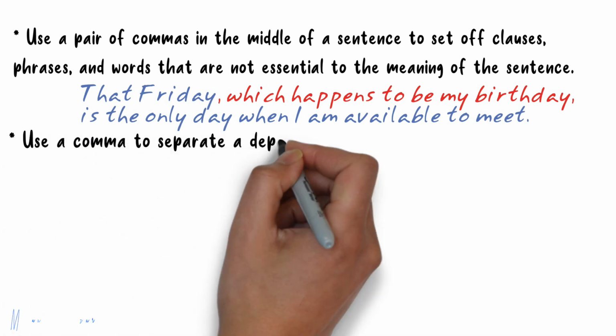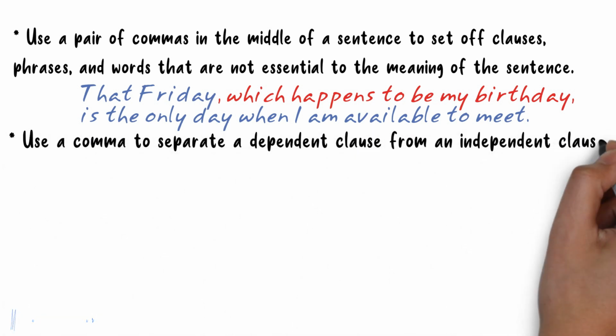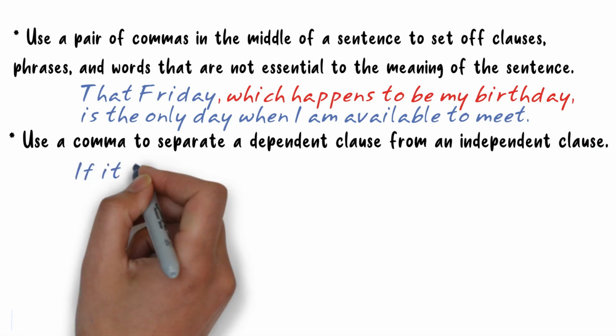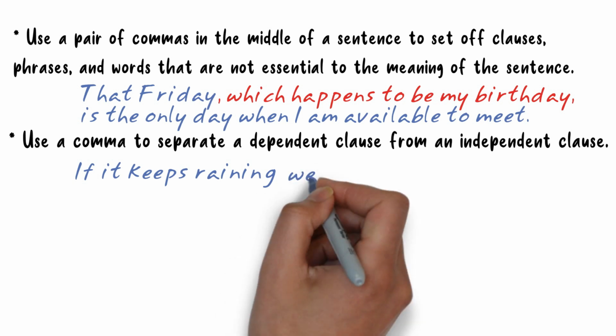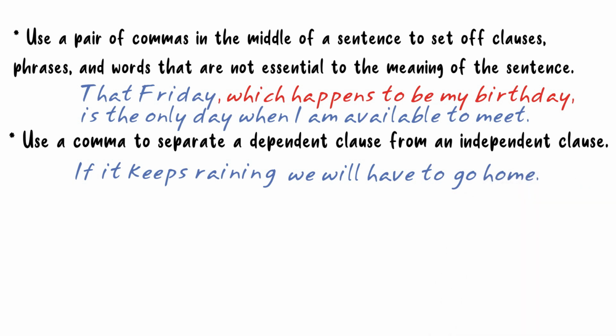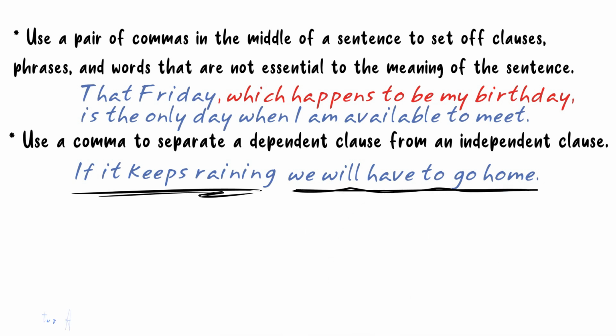Use a comma to separate a dependent clause from an independent clause. If it keeps raining. This is a dependent clause as it doesn't make sense by itself, it needs more context to make it complete, so we call it dependent. We will have to go home. This is an independent clause as it can stand by itself and still make sense. Now we have the first clause, which is the dependent clause, and the second clause, which is the independent clause. And we can join them using a comma.